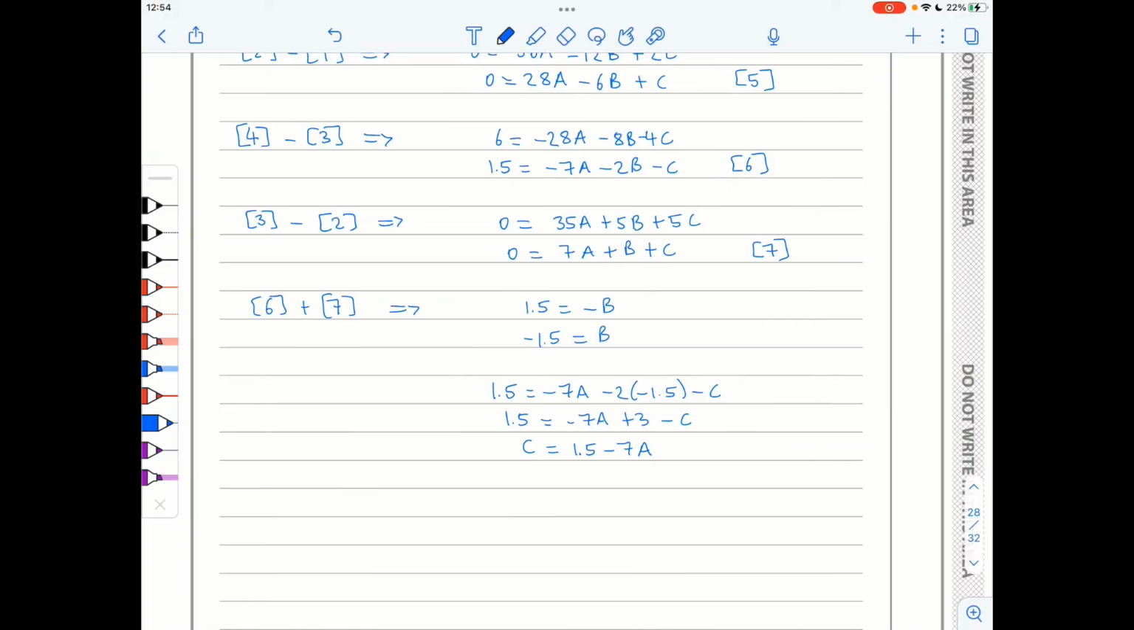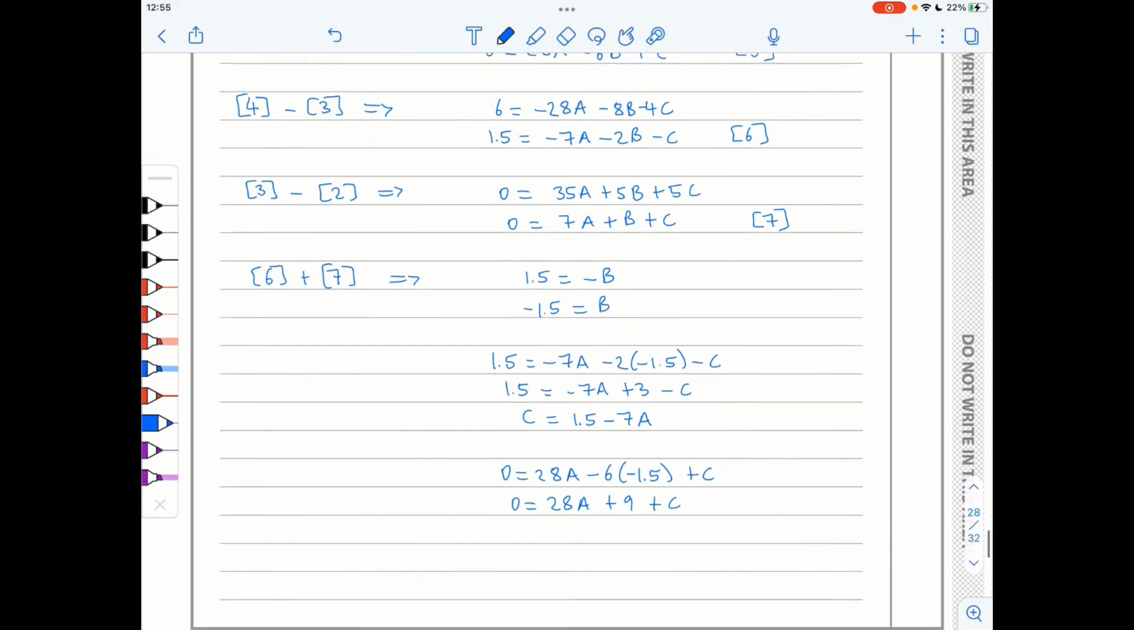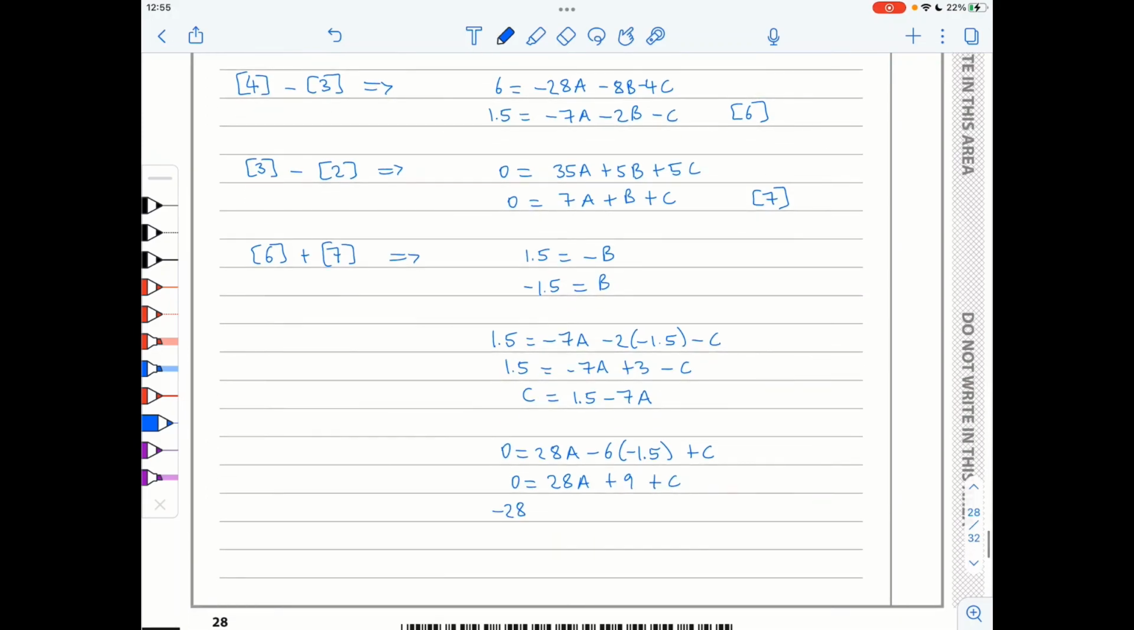And we can also go into equation 5 now. In this equation 5, I will replace the b with the minus 1.5. So 0 is 28a minus 6 times minus 1.5 plus c. So 0 is 28a plus 9 plus c, which means that minus 28a minus 9 is c.